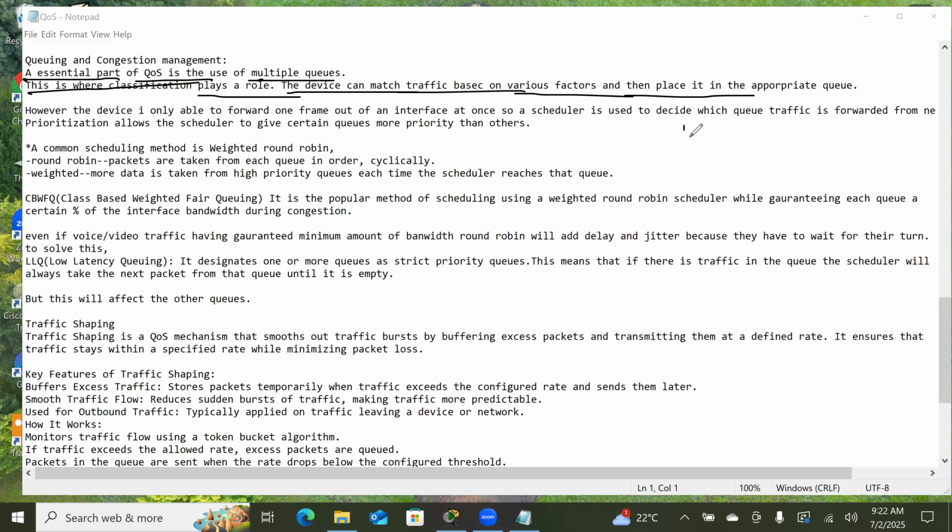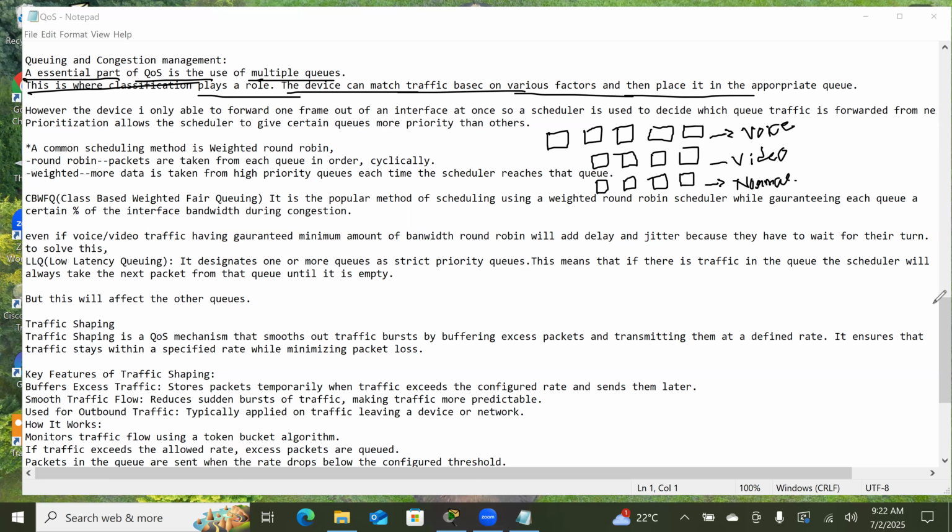Let's suppose I'm having a queue of voice here. This is voice data, this is video data, and let's suppose this is normal data. This is voice, this is video, and this is normal data. How did we come to know that this is voice, this is video, and this is normal? Because of the classification and the marking.